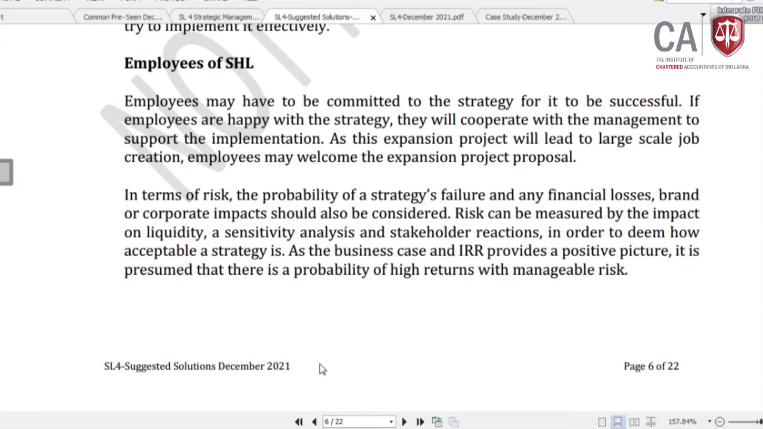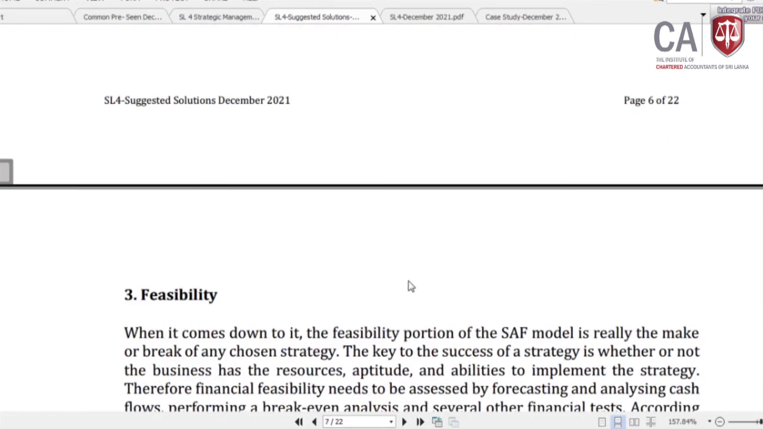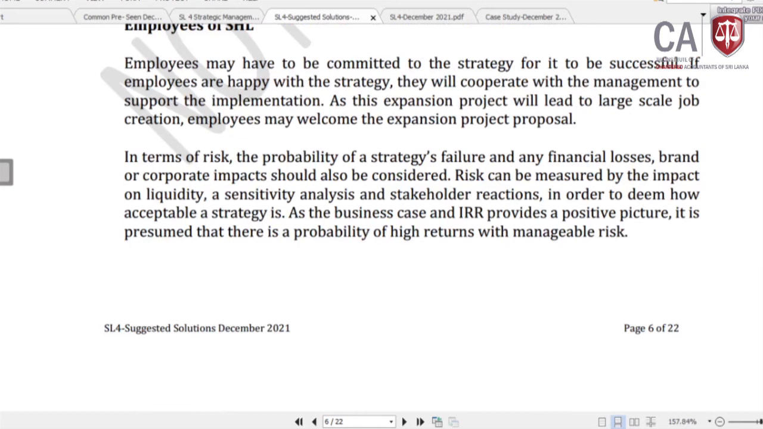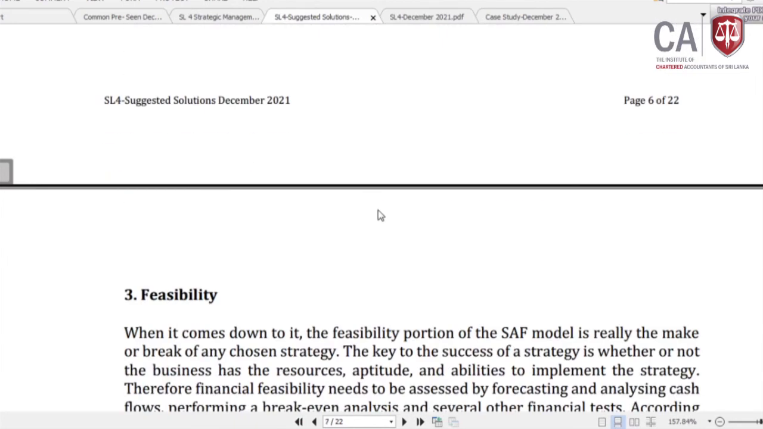In terms of risk, the probability of strategy failure and any financial losses, brand or corporate impact should also be considered. Risk can be measured by the impact on liquidity, sensitivity analysis and stakeholder reactions in order to deem how acceptable a strategy is. As the business case and IRR provide a positive picture, it is presumed that there is a probability of high return with manageable risk. So, risk should be acceptable. That is another factor now. Risk is one of the factors you have to consider, right.